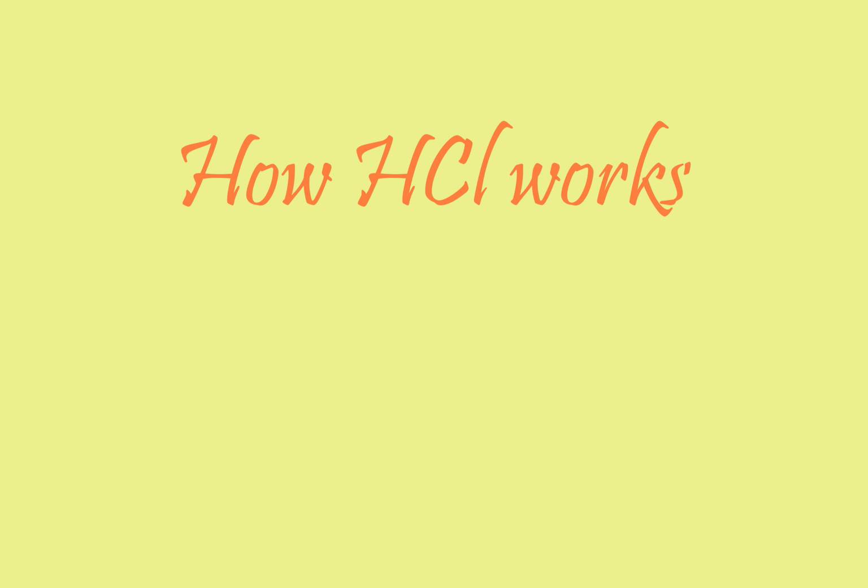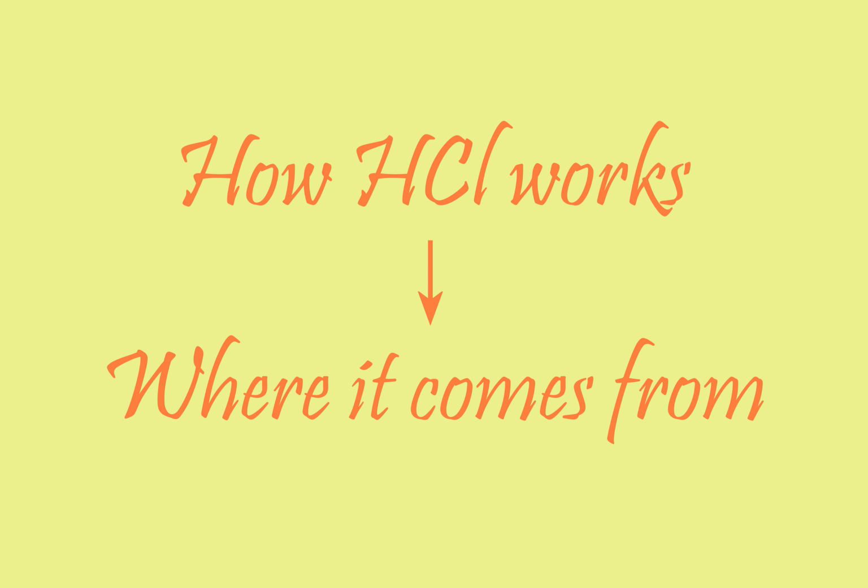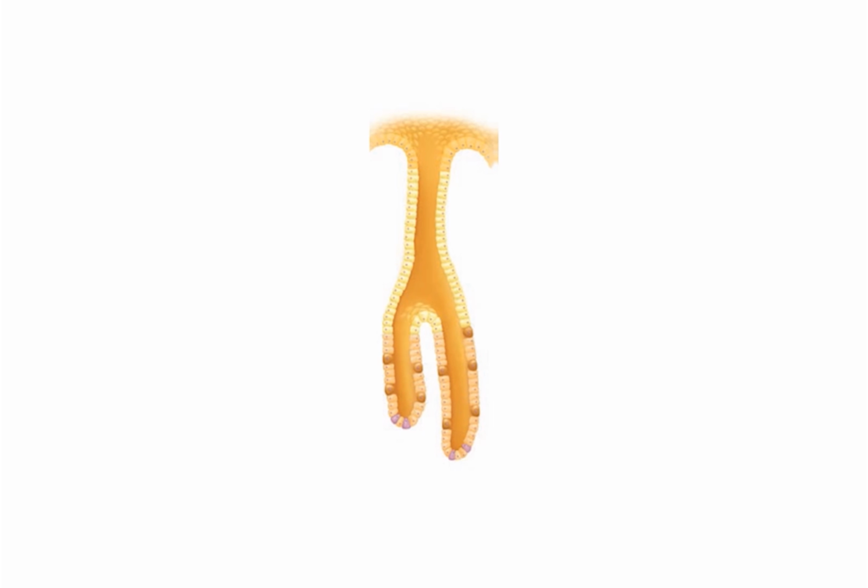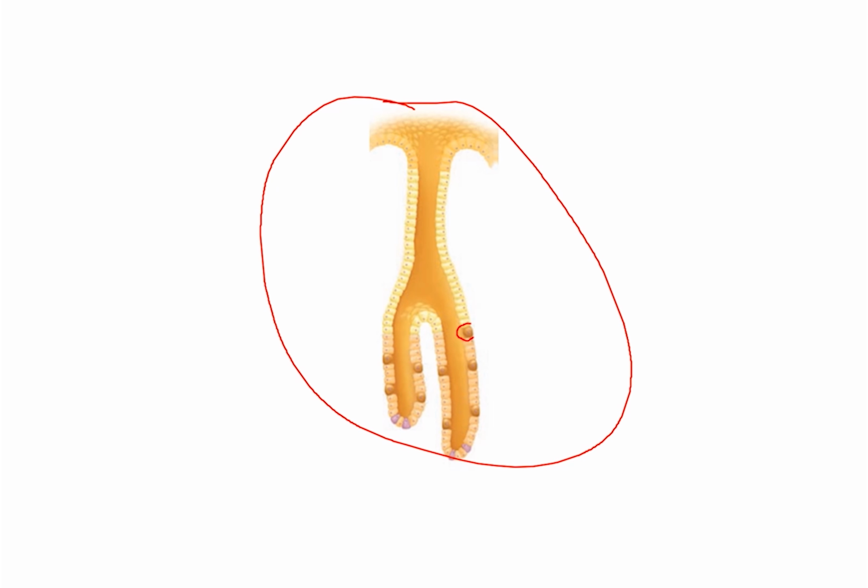To understand how HCl works in the stomach, we must first understand where it comes from. Parietal cells are cells located in the gastric gland in the lining of the fundus in the stomach, and they are responsible for the secretion of massive amounts of HCl and water into the stomach. The way HCl is produced by parietal cells is through a series of chemical reactions and ion exchanges.